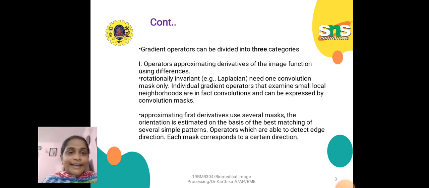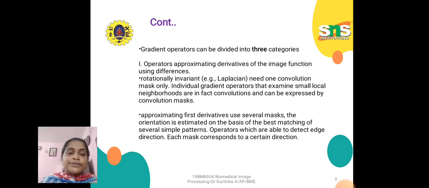See here, the gradient operators can be divided into 3 categories. The first one is operators approximating derivatives of the image function using differences, and we have rotationally invariant, example Laplacian, which needs one convolution mask only. Individual gradient operators that examine small local neighborhoods are in fact convolutions, and can be expressed by a convolution mask. Approximating the first derivatives uses several masks. The orientation is estimated on the basis of the best matching of several simple patterns.